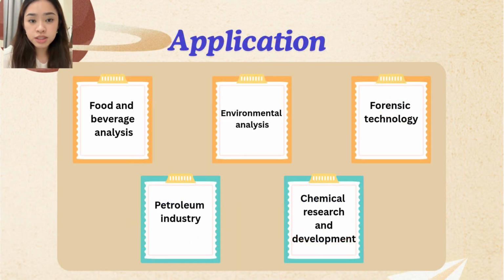This method has a wide range of applications across various industries. It is used in food and beverage analysis, environmental monitoring, and forensic technology. In addition, it's essential in the petroleum industry and supports chemical research and development. These applications highlight how accurate and useful gas chromatography can be for detecting and analyzing volatile substances like ethanol.